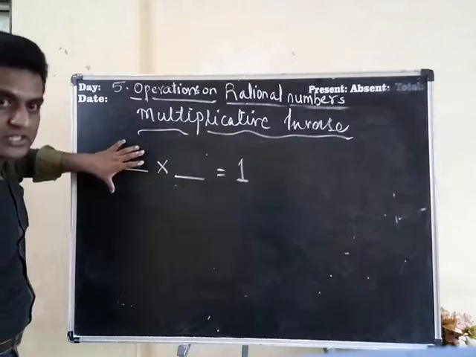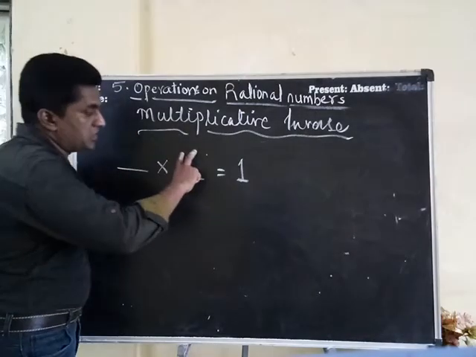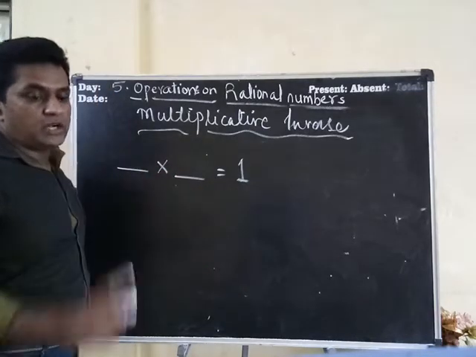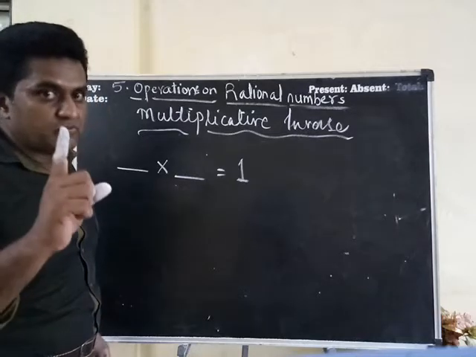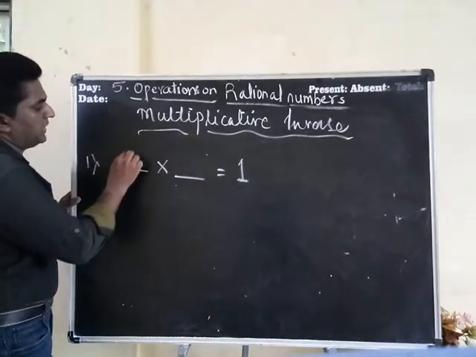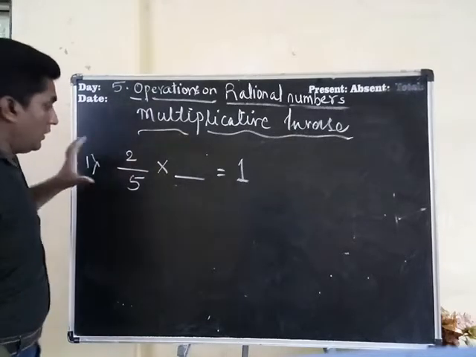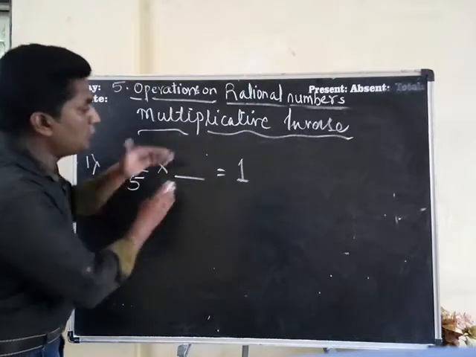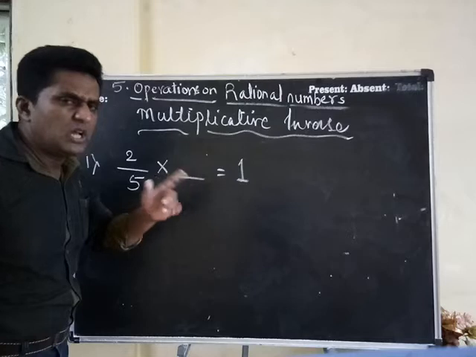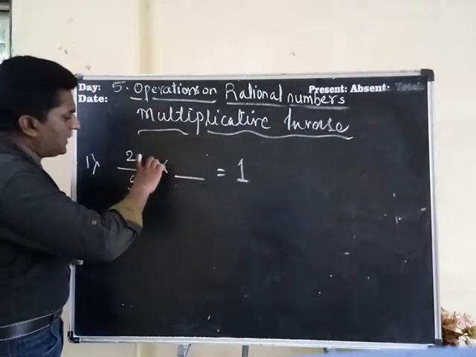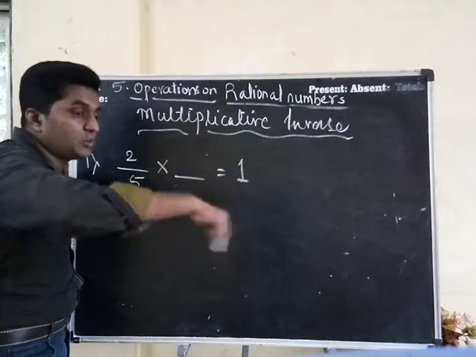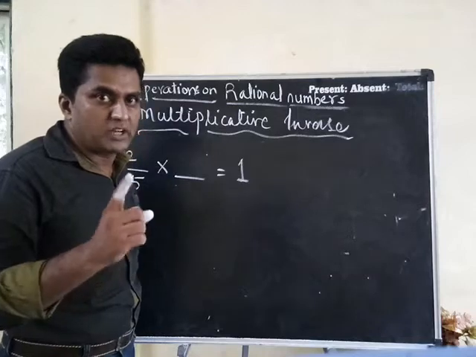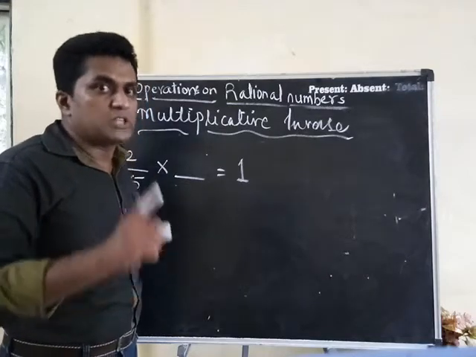You have two fractions. This is fraction number 1, this is fraction number 2, and if you multiply the two fractions and you get the answer 1, then it is called multiplicative inverse. How? My first question is 2 upon 5. To this rational number, or this fraction 2 upon 5, what will you multiply to get 1? Only one answer is there. Simply copy the same fraction, but its inverse, which means its reciprocal. Inverse and reciprocal both have the same meaning.